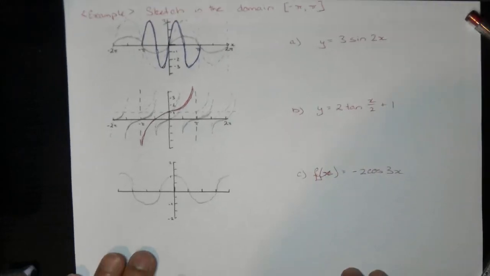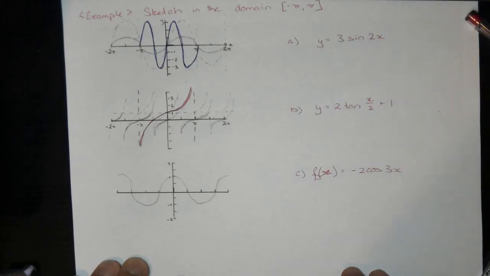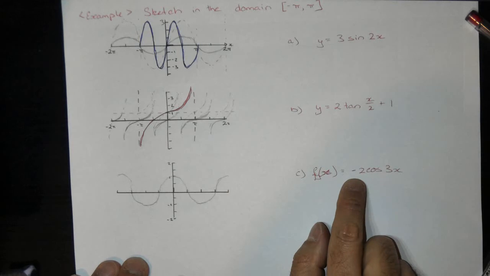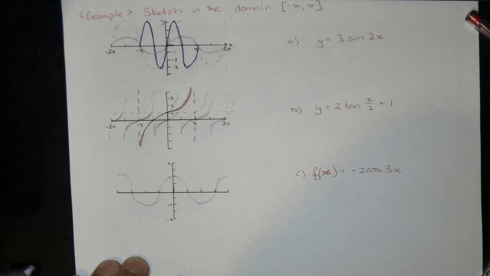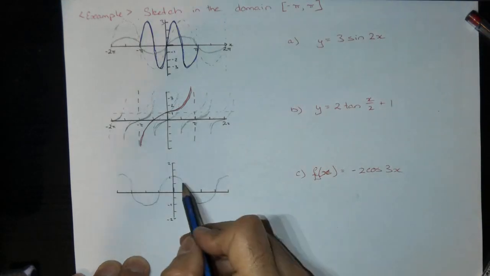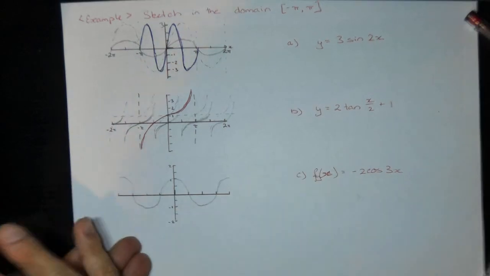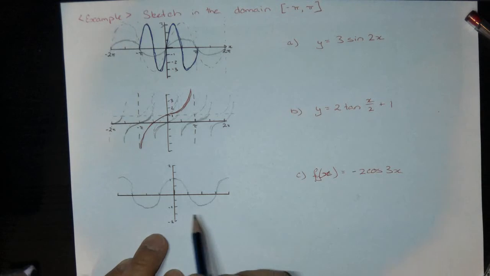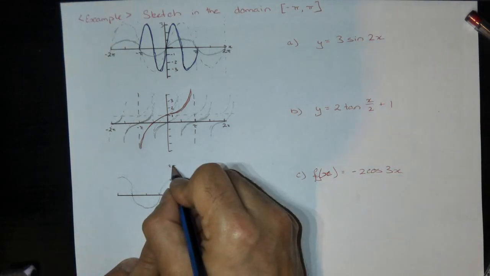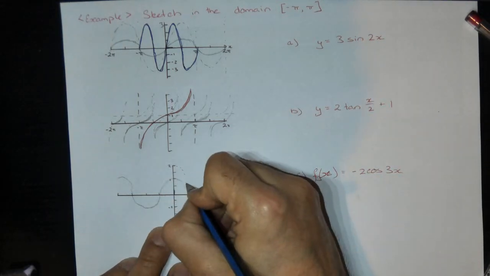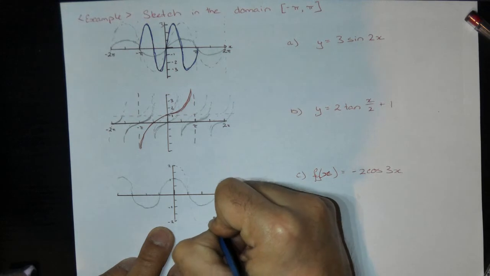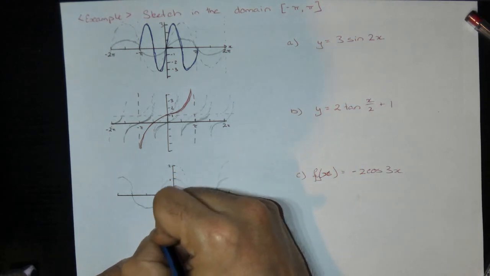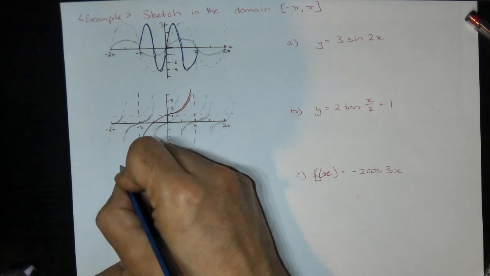Alright, so in the last example we've got f of x equals negative 2 cos 3x. So remember the negative 2 won't flip it against the y-axis, because it's an even function, it will just create the same thing. But it does stretch it from negative 2 to 2, so we're going to get something like that.